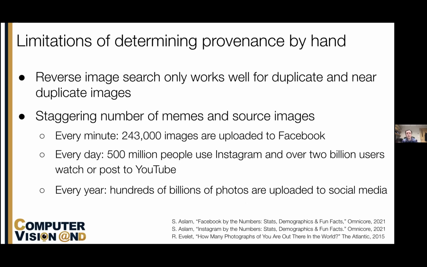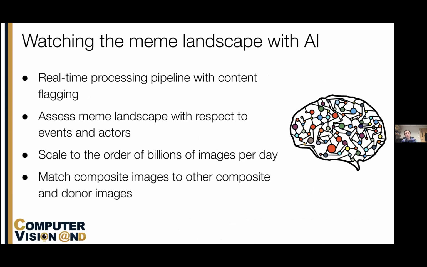There's also a staggering number of memes and source images out there on the internet, right? Look at just some of these numbers here. Every minute, over 200,000 images are uploaded just to Facebook. That's one platform. Every day, you've got 500 million people using Instagram, over 2 billion users watching or posting to YouTube. And every year, you're basically on the order of hundreds of billions of photos, just in the social media ecosystem. Those are big, big numbers when we think about data processing.